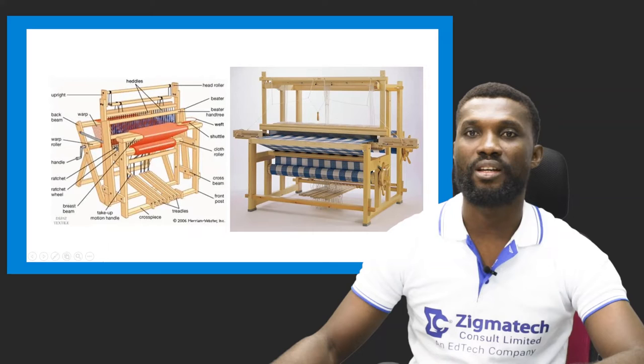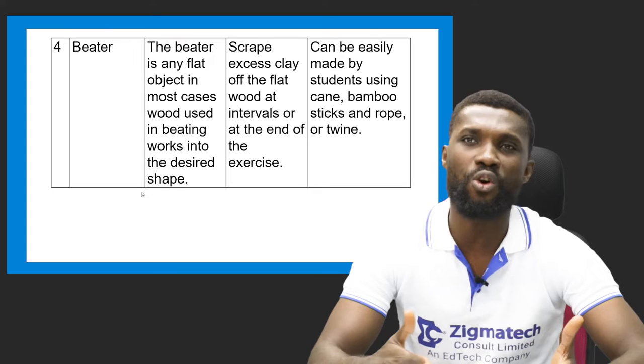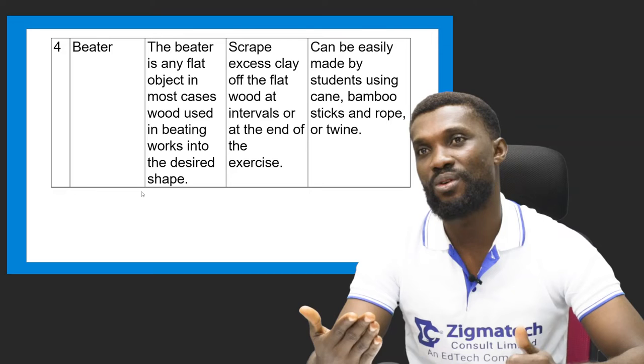Okay. So now let's go over to the next one. Now let's look at the beater. Now the beater is any flat object, in most cases a wooden object, used to beat works of art into a desired shape. So we use the beater to beat in works of art. Mostly the people that use it more are the sculptors, those that sculpt, the modelers. Yes, when they are working with clay, they use the beater. It looks actually like your gari toner. They call it the spatula. So it is one major tool that is used by the sculptor.